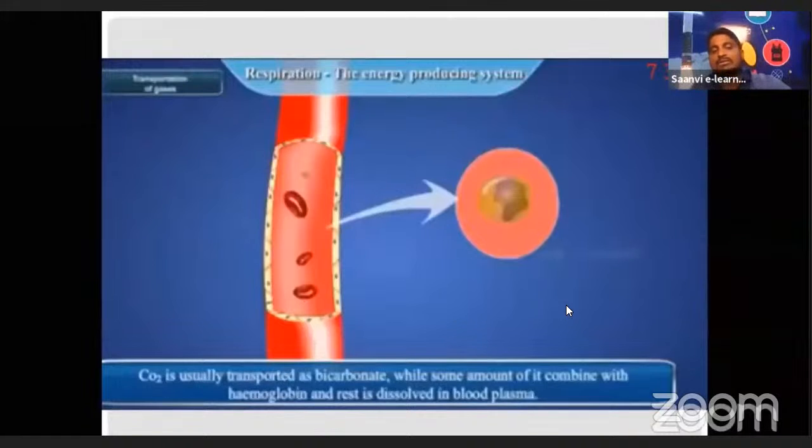Okay. CO2 is usually transported as bicarbonate, HCO3, while some amount of it combines with hemoglobin, and the rest of that is dissolved in blood plasma.